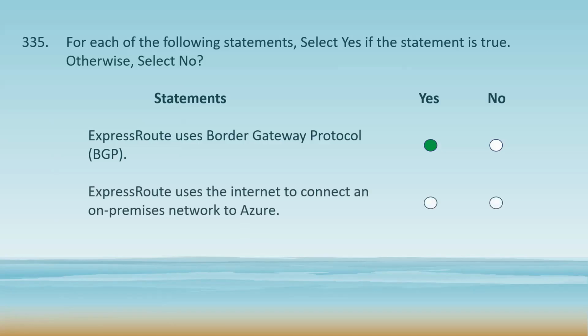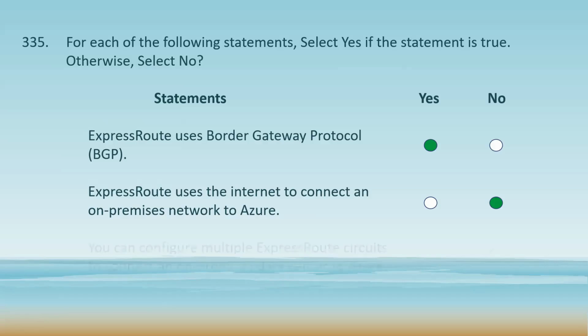And the second statement is ExpressRoute uses the internet to connect an on-premise network to Azure. This statement is incorrect. ExpressRoute lets you extend your on-premise networks into Microsoft over a private connection with the help of a connectivity provider. ExpressRoute connections offer more reliability, faster speed, consistent latencies, and higher security than typical connections over the internet because they don't go over public internet. If you are using public internet to connect your on-premise network to Azure, then it is VPN, not ExpressRoute.